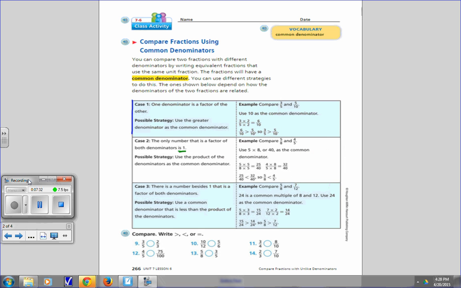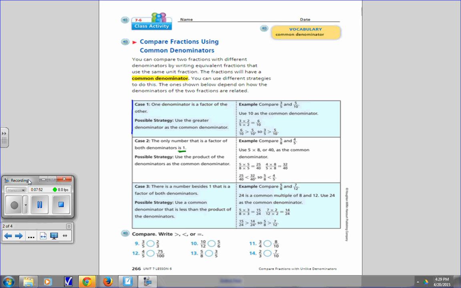So the last scenario is there is a number besides 1 that is a factor of both denominators. So 8 and 12. What is a number that we can get to by both of those numbers? Well, 24 comes to mind. The first thing I glance at it, it's 24.